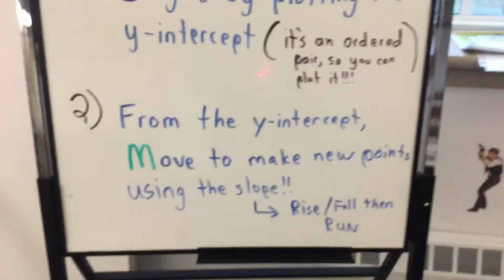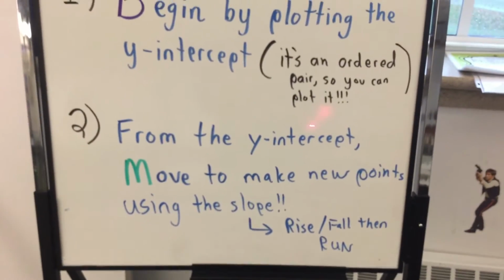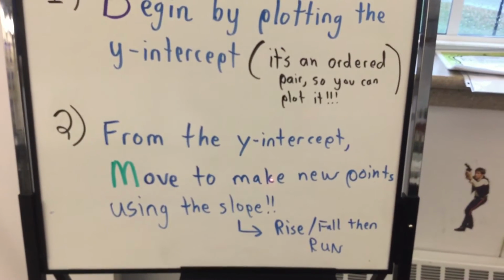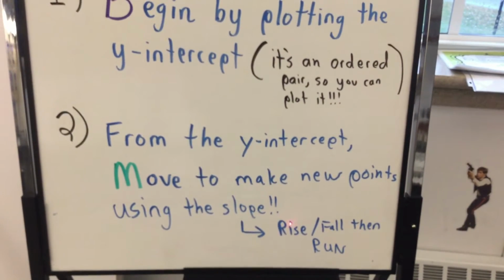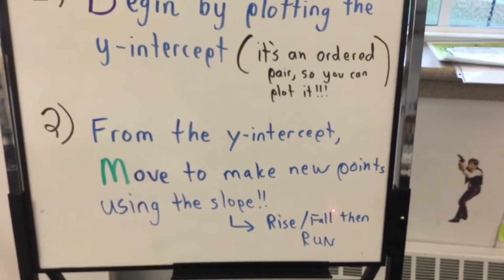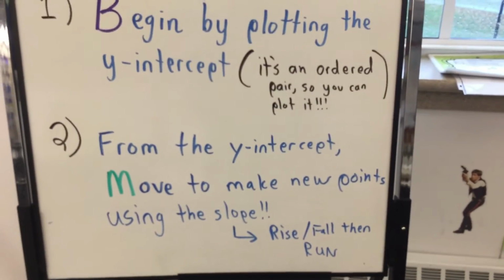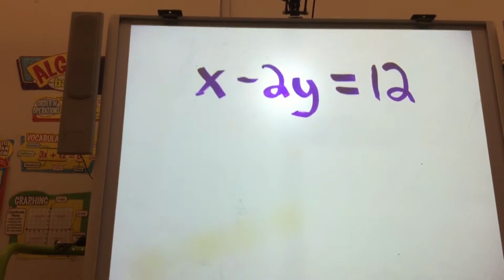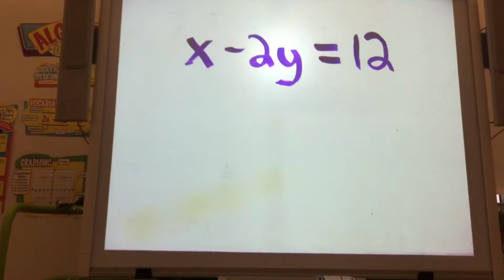Then you move. So from the y-intercept, you move to make new points using the slope. And what you're going to do is you're going to move in the rise/fall, and then you're going to run. Okay, so here's what we're going to do. I'm going to set this up, then I'm going to talk through what I'm doing from afar. There is a nice equation there.